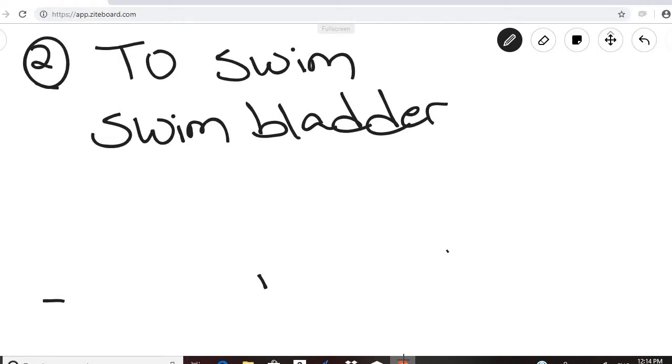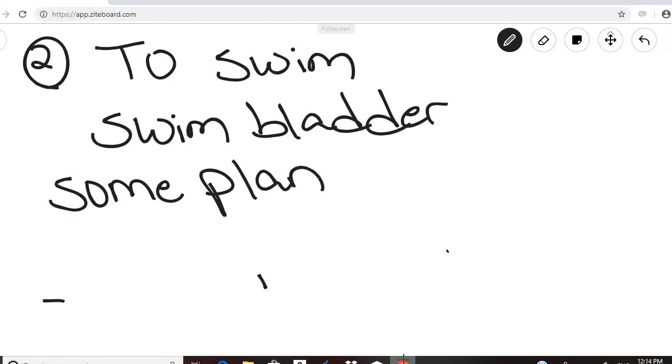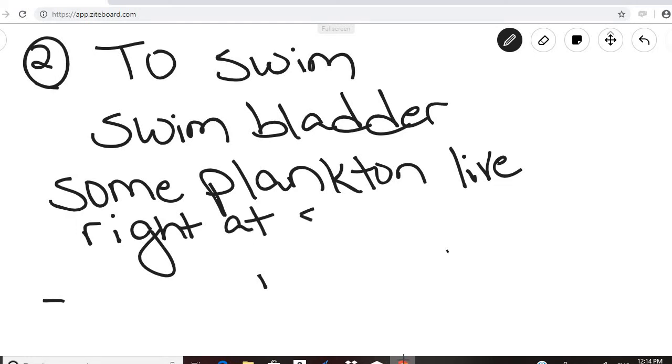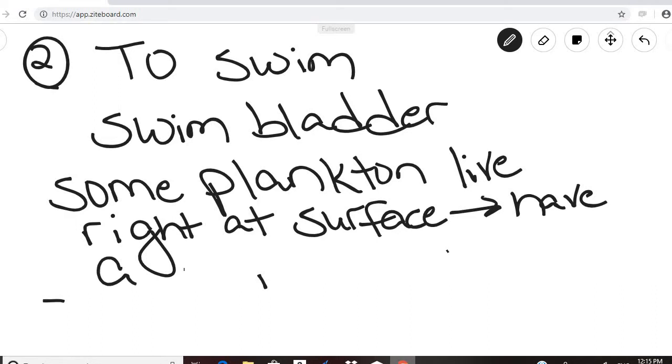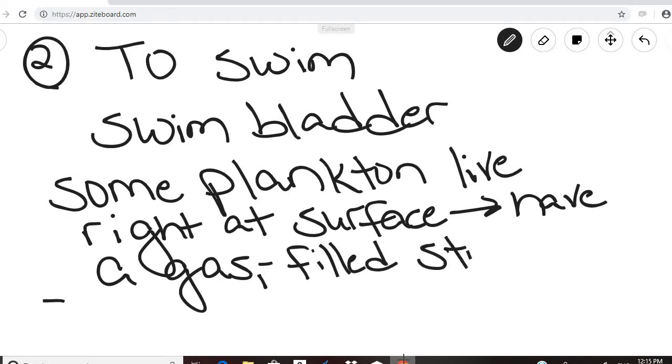There are some plankton that live right at the surface, and they will have a structure that they fill with air that helps them to stay right at the surface. So some plankton live right at the surface, and they have a gas-filled structure that helps them to stay at the surface. So that structure will just fill with gas and allow them then to stay right at the surface where they live.